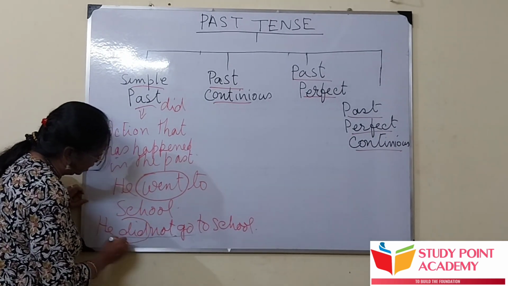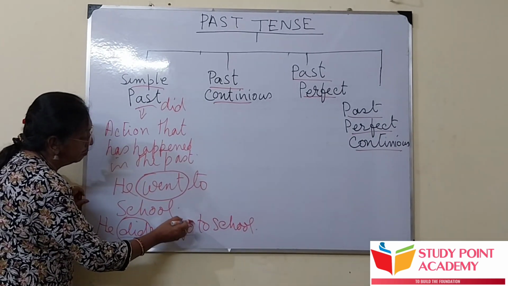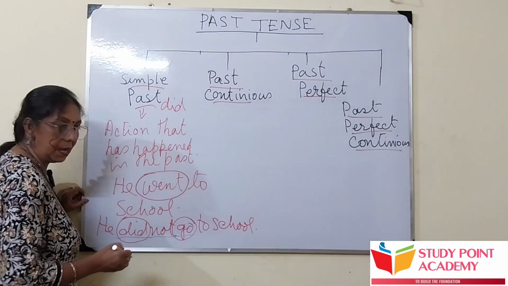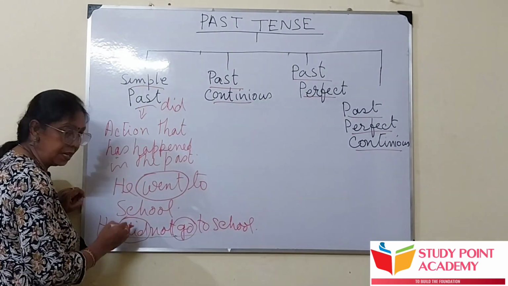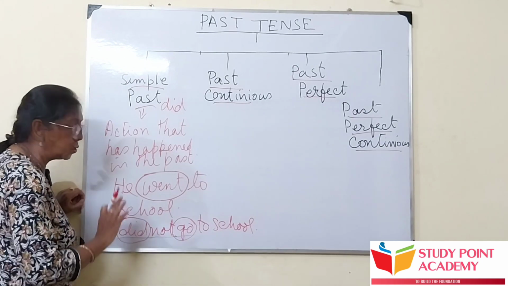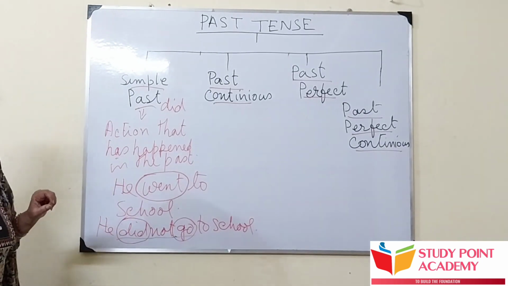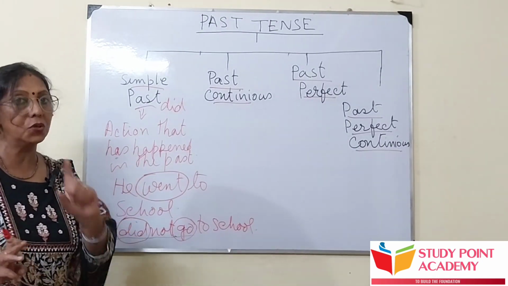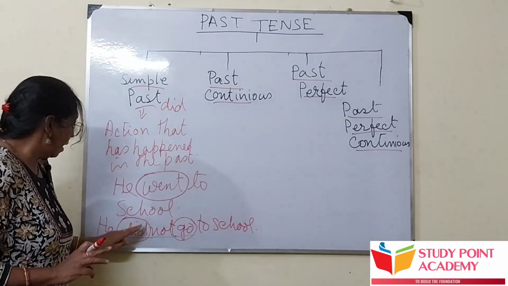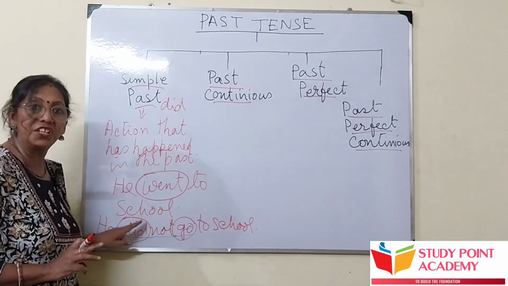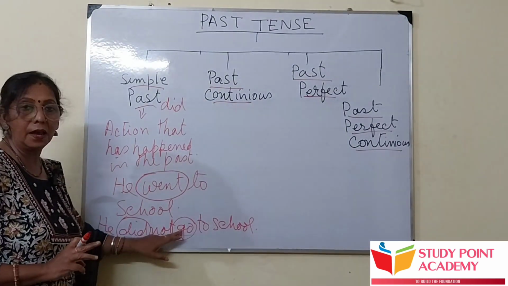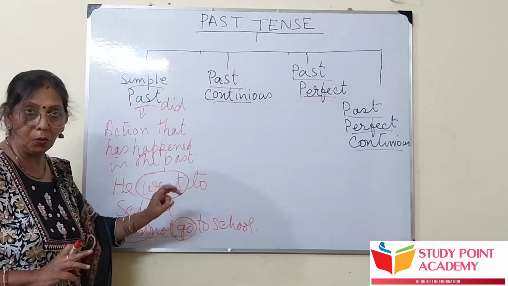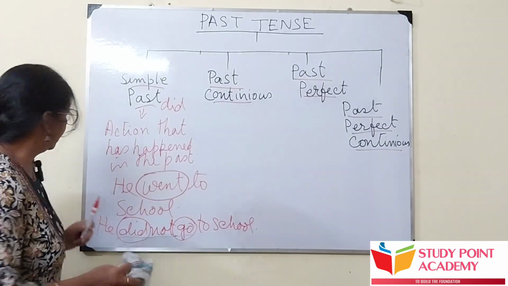Since we use did here, the main verb stays in its base form, because in a single sentence we should not use two past tenses. That's why when we used did, we used the main verb go.